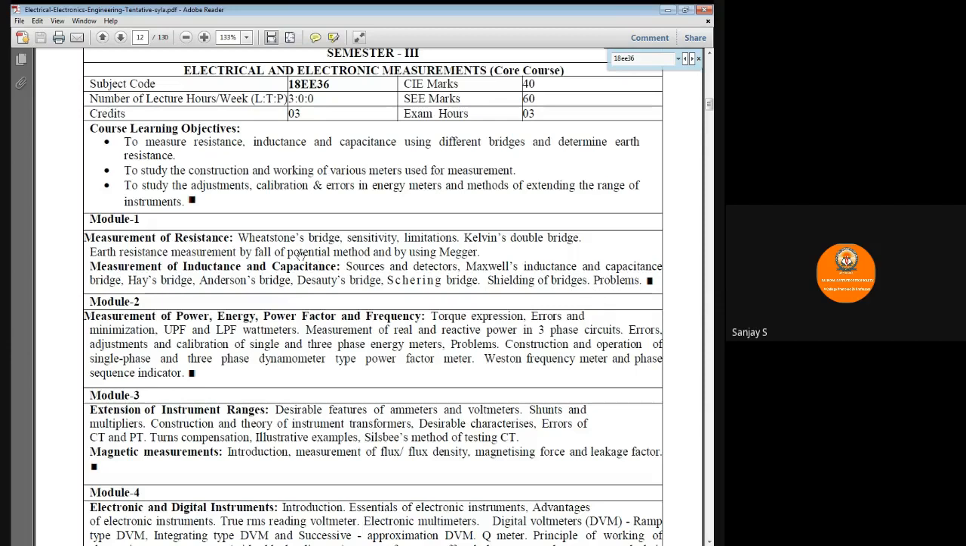So this is what we'll be dealing with in module number 1. So our focus will be measurement of resistance, inductance and capacitance. We'll be studying about measurement of passive elements.